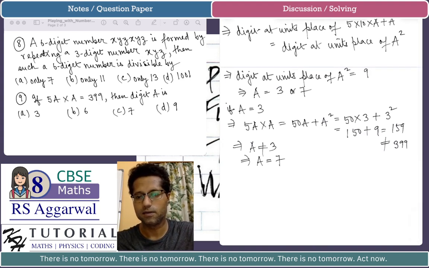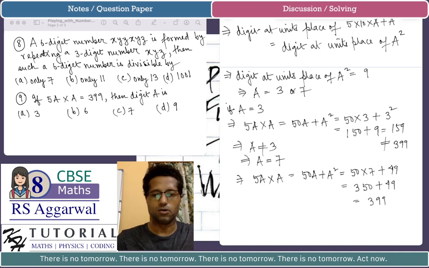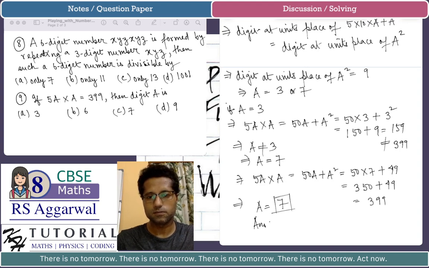So you can quickly check. 5a multiplied by a becomes 50a plus a square. This is equal to 50 into 7 plus 49. This is equal to 350 plus 49, which is 399. So a is equal to 7. So the correct choice is C. C is the correct choice.